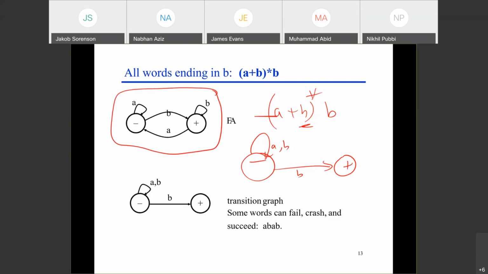Yes, so this is a TG. Every FA is a TG, so you can redraw this. But if we want to simplify that, and do not take care of garbage collection, this is a simplified version of the TG of that FA. So some words can fail, some words can crash and succeed. So this is basically the idea behind that.